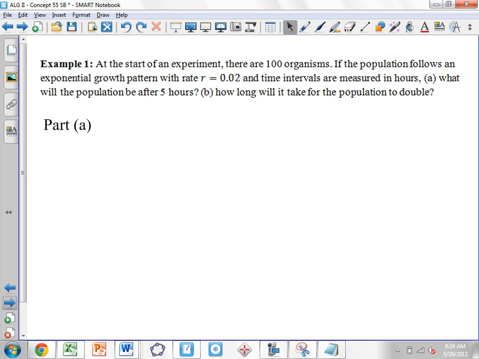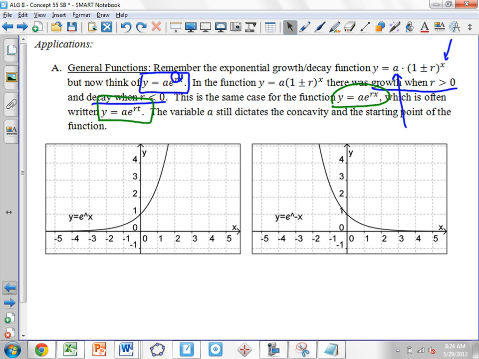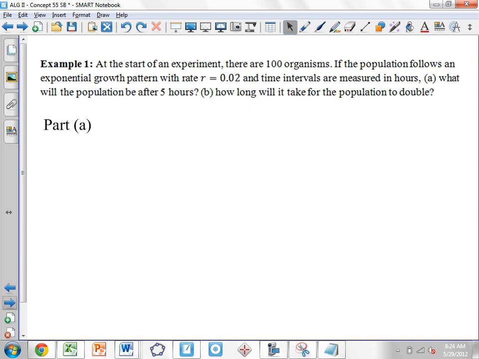Can I ask somebody to please give me a function based on what we just looked at that would fit this? So think about what a and what r is and write a function on your paper based on what we just used for our general function a minute ago. Remember that our general function was looking like this in the green box right here. That's what we were talking about. Using that function there, write a function for this problem that gives a general representation.